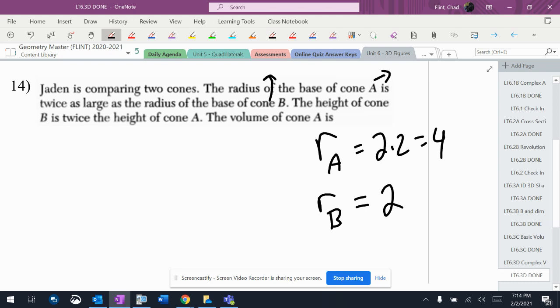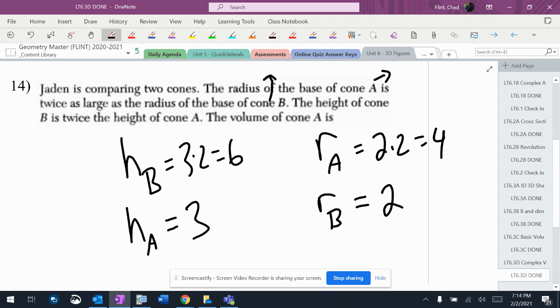All right, then it says the height of cone B. So height of cone B, height of cone A. The height of cone B is twice as large as the height of cone A. So cone A, let's make it 3. Cone B is twice as large. 3 times 2 is 6.